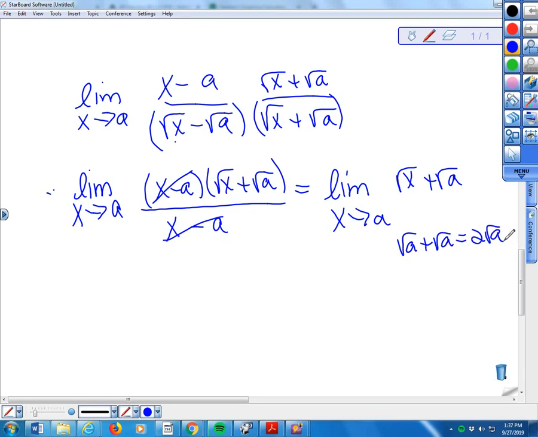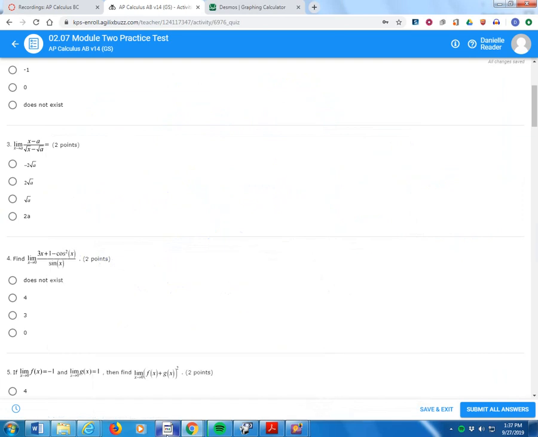Let's see if that was an answer. That's always helpful. Yes, 2 square roots of a.